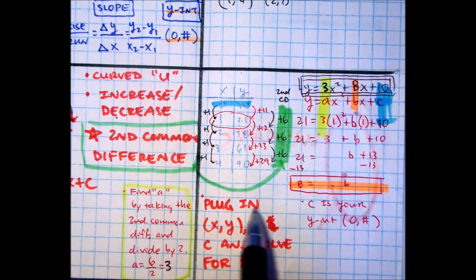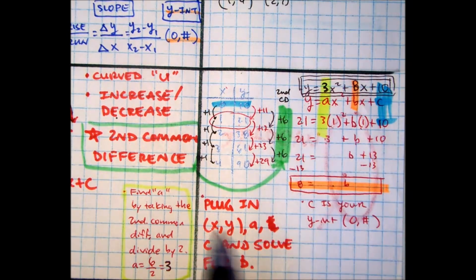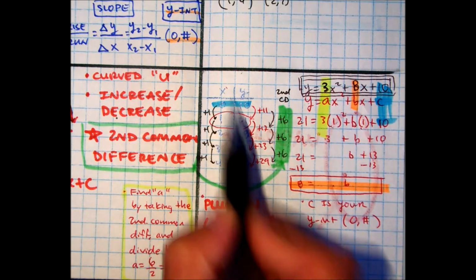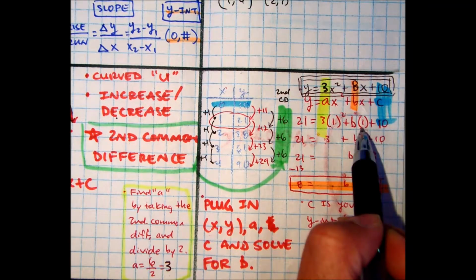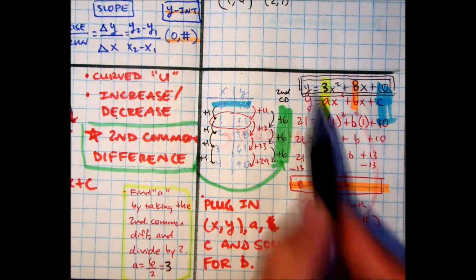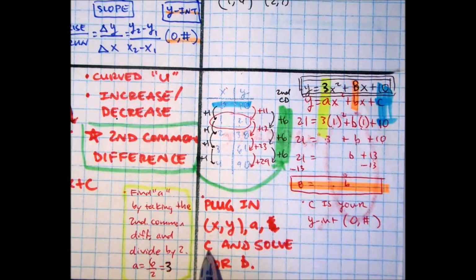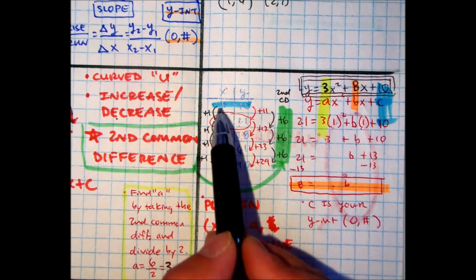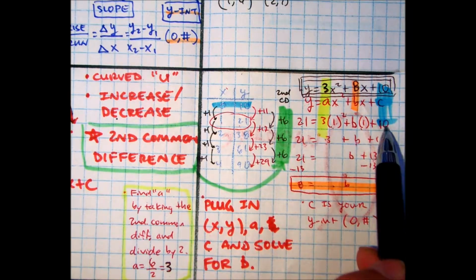Well, it says plug in an ordered pair, an X and Y. Plug in the A value, which we just found. X and Y just means one ordered pair. You can pick any ordered pair. I'm going to pick this one, 1, 21. X value is 1 and your Y value is 21. And then here, we also need to plug in our C value. Our C value is the Y-intercept. And we know that because it has the ordered pair 0, 10, just like from up here, 0 and a number. So my C value is 10.